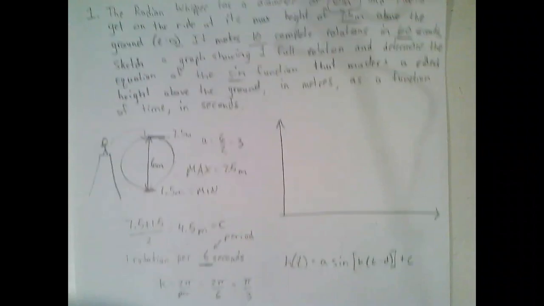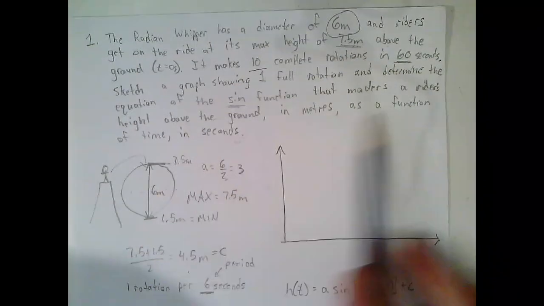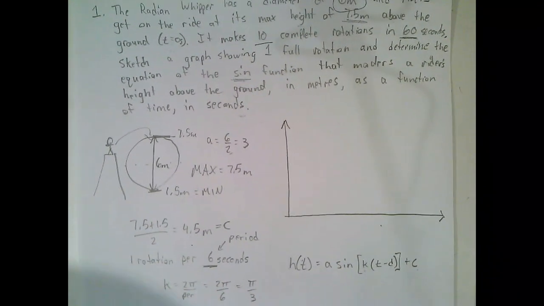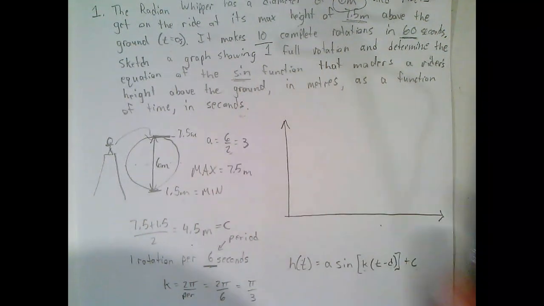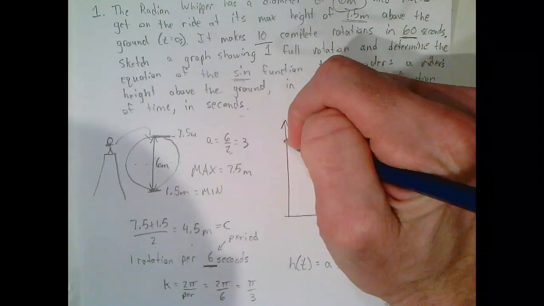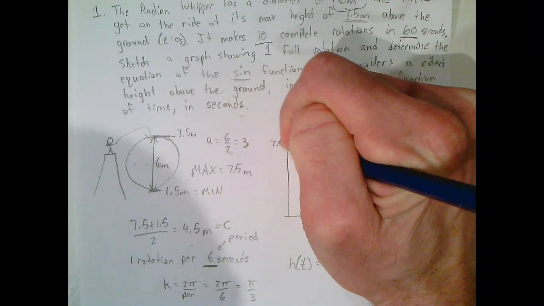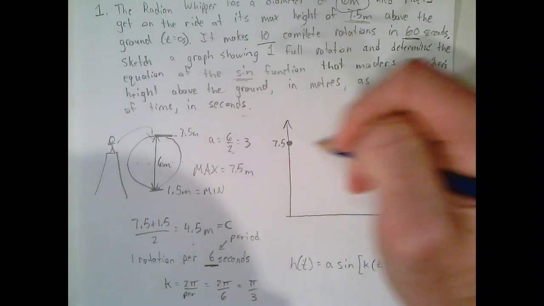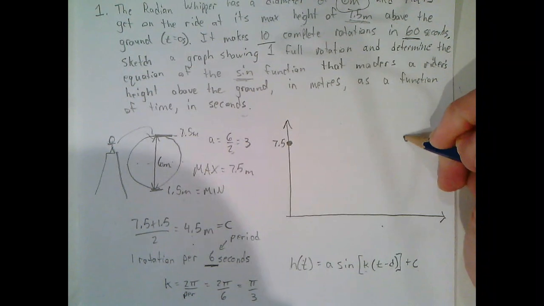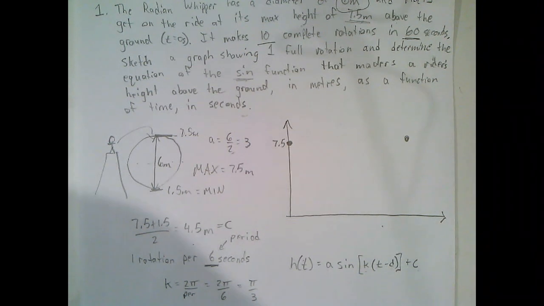So the graphing is easy because we just go based on the information here, right? It just wants us to graph one full rotation. Sketch a graph showing one full rotation. And so that means we start at 7.5 meters above the ground. There's our start point, which means after one full period, we're going to end there as well. So there's our end point already.